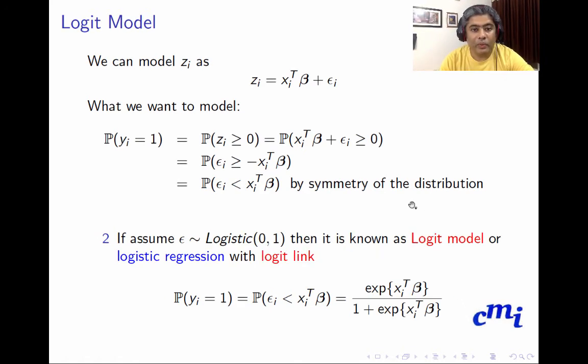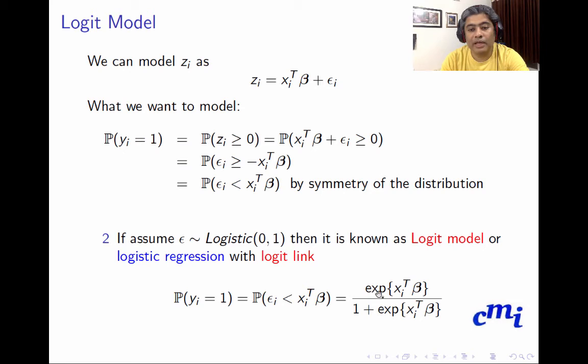the same model we can do, instead of assuming a normal distribution for epsilon, we can assume a logistic distribution with location 0 and scale 1. Then it is known as the logit model or logistic regression with logit link. So probability of yi equal to 1 is equal to probability of epsilon i less than xi transpose beta. Now interestingly, we know the analytically closed form representation of the CDF of the logistic distribution. Now the CDF of the logistic distribution looks like this.